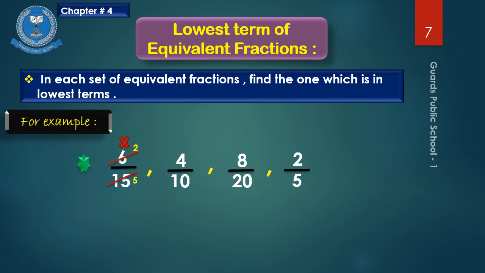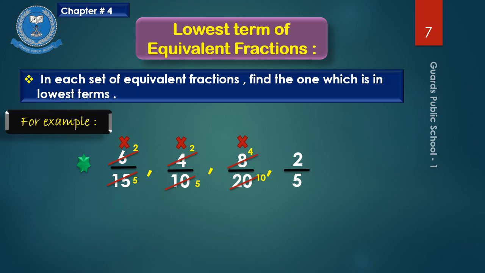Likewise, we have to check all the given equivalent fractions. Second one is 4 upon 10. Let's check with 2 times table. 2 2s are 4 and 2 5s are 10. It is also not in its lowest term. Third one is 8 upon 20. Let's check with 2 first. 2 fours are 8 and 2 tens are 20. It is also not in its lowest term.